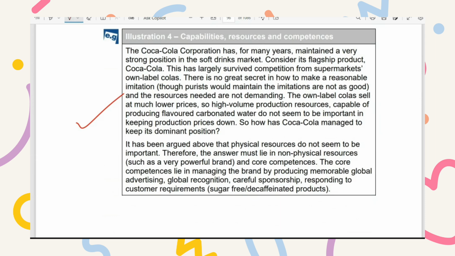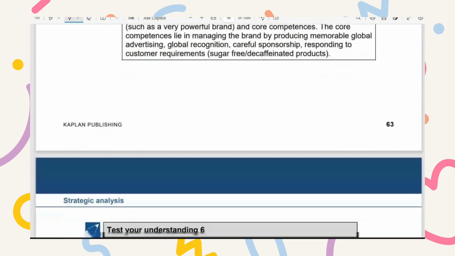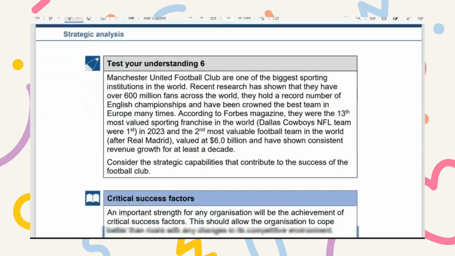Illustration 4: they have capabilities, resources, and competence. They have discussed the Coca-Cola example, their case study. Have a look.